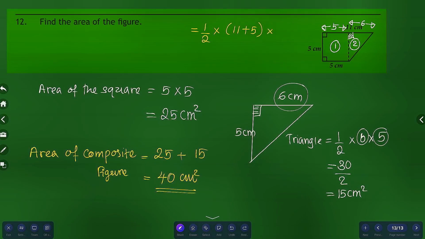Right. Okay. Let's complete this one first.